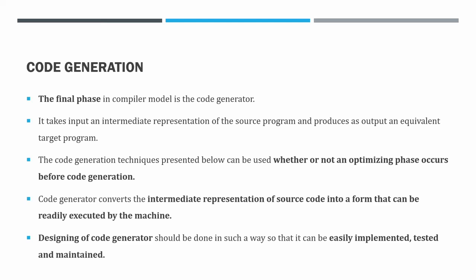So the code generation techniques presented below can be used whether or not an optimizing phase occurs before code generation. A code generator converts the intermediate representation of source code into a form that can be readily executable by a particular machine. The design of the code generator should be done in such a way that it can be easily implemented, tested and maintained.